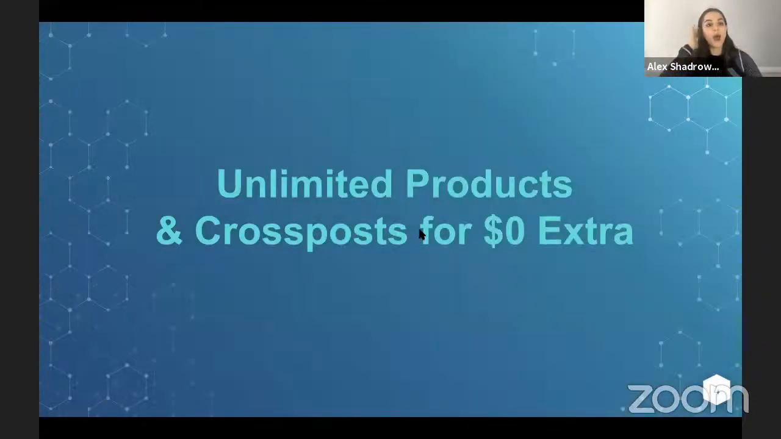So first, as we've mentioned, unlimited products and cross posts for $0 extra. List Perfectly has a very unique pricing model in that we don't charge for the amount of products that you store in your List Perfectly catalog, nor for the amount of cross posts you do.